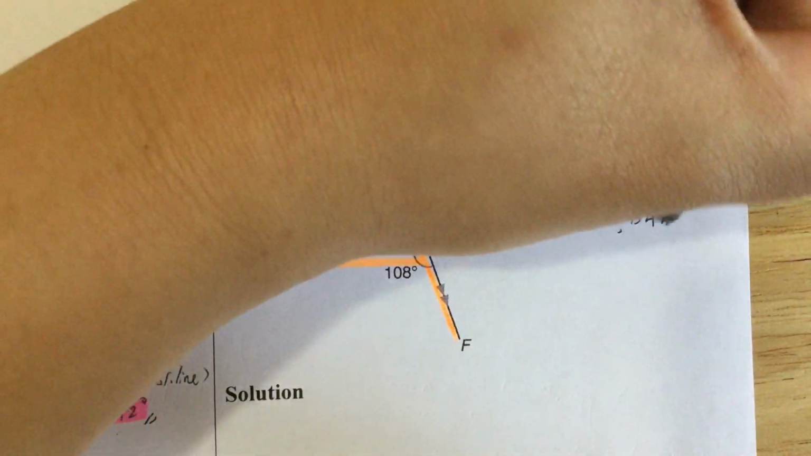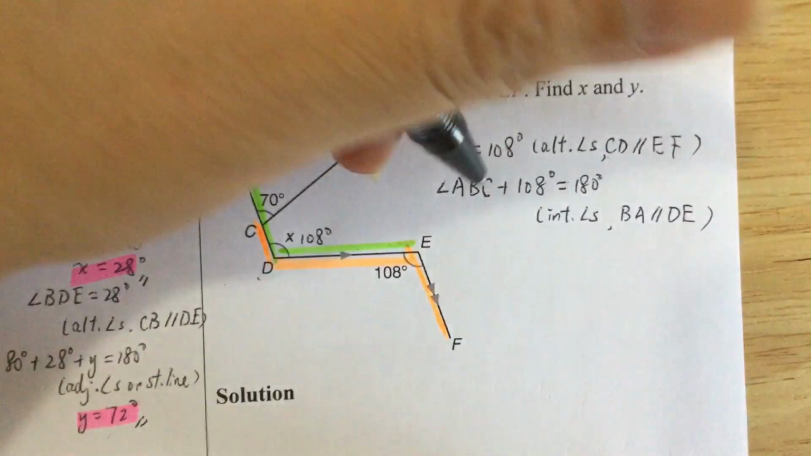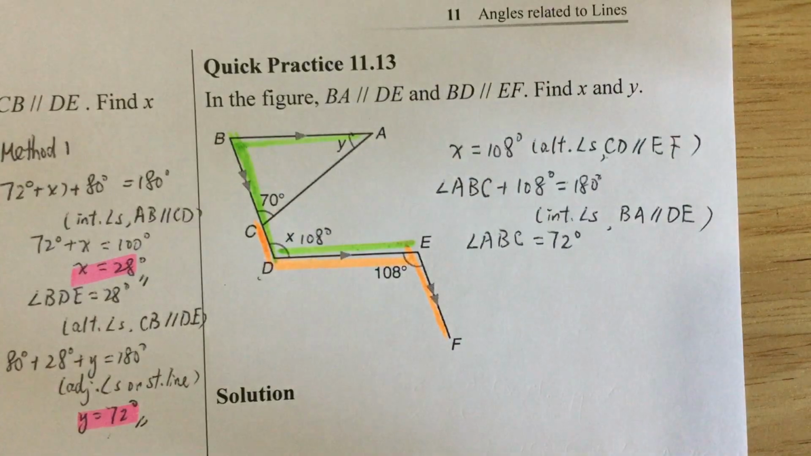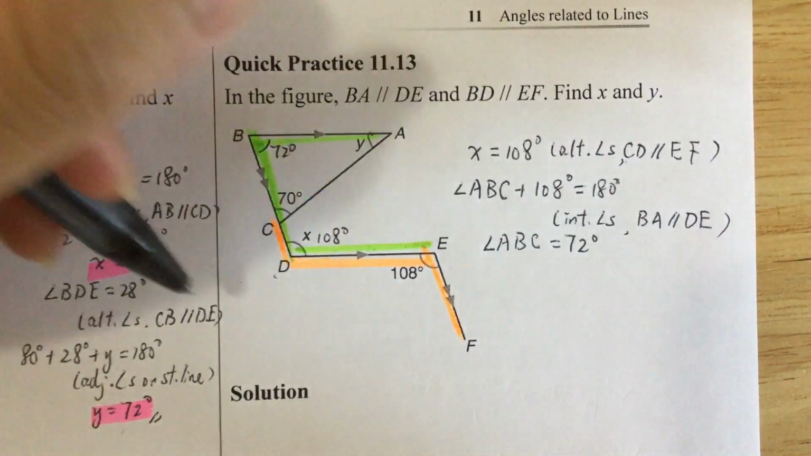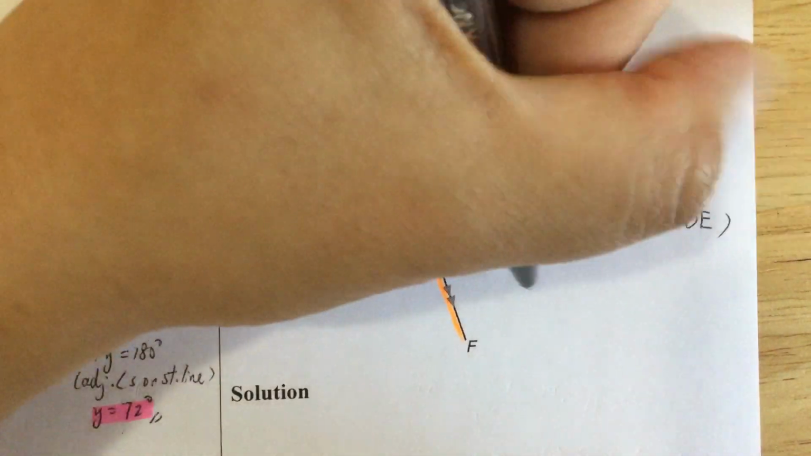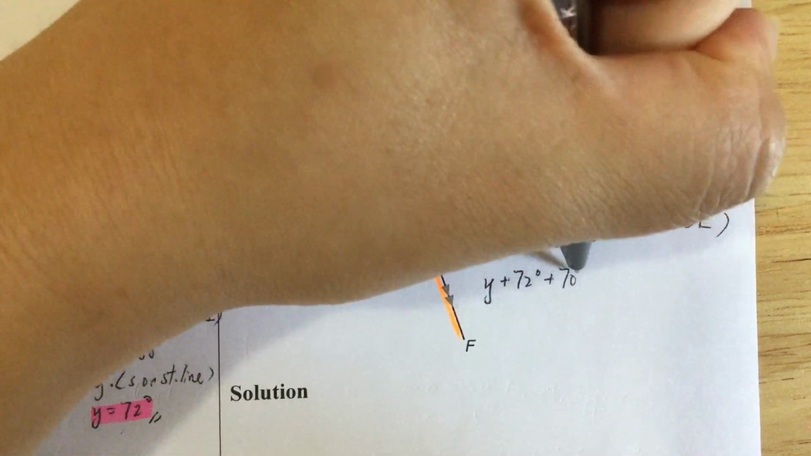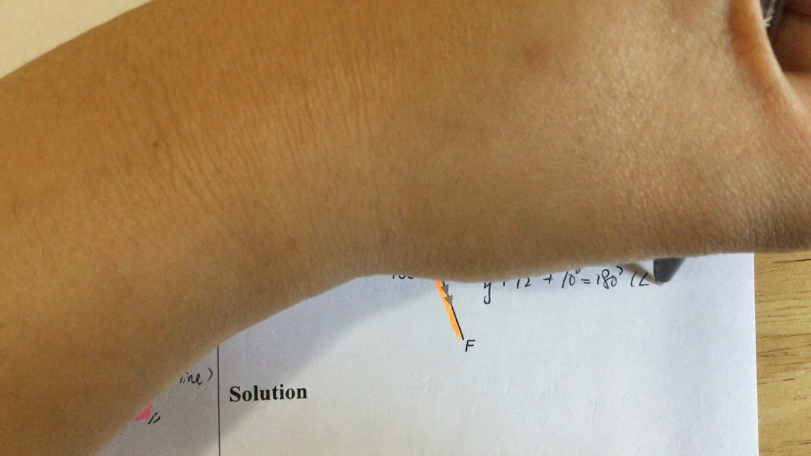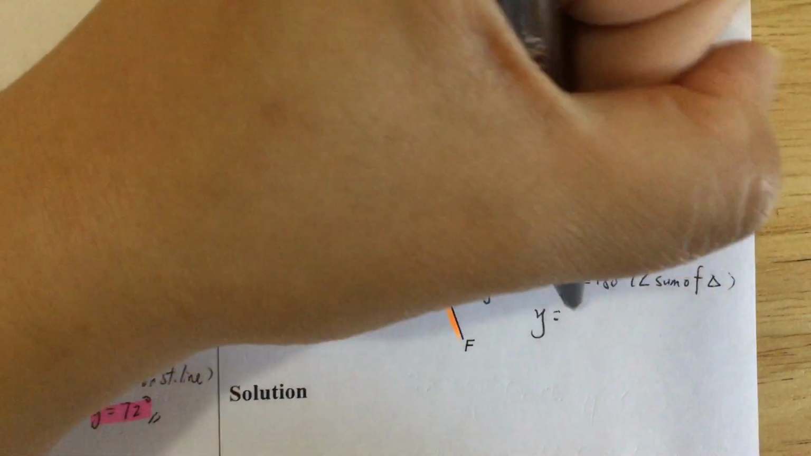So BA parallel DE, so we have something like this. And we can write that angle ABC is equal to 72 degrees. And finally, we know that this one is 72 degrees, so we can use the angle sum of triangle. We can write Y plus 72 degrees plus 70 degrees is equal to 180 degrees. So this one is called angle sum of triangle. So Y will equal 38 degrees.